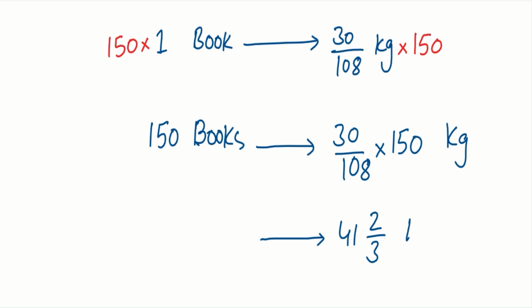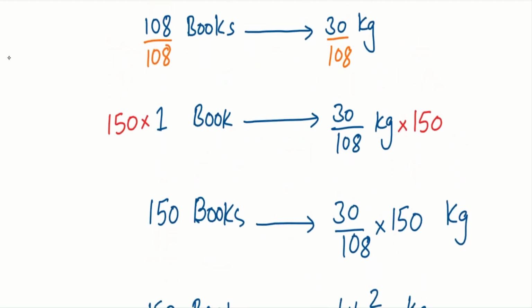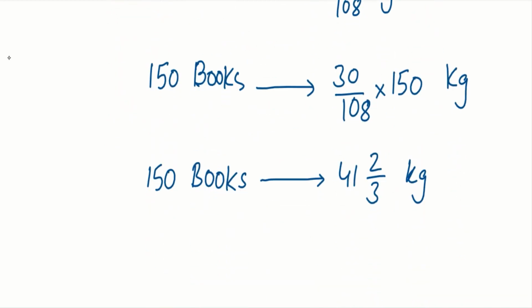By simplifying we get 41 whole 2 by 3 kilograms. So as we can see that when the number of books were 108, their mass was 30 kg, and now the number of books are increased to 150 books. So their mass is also increased to 41 whole 2 by 3. So this is our answer.